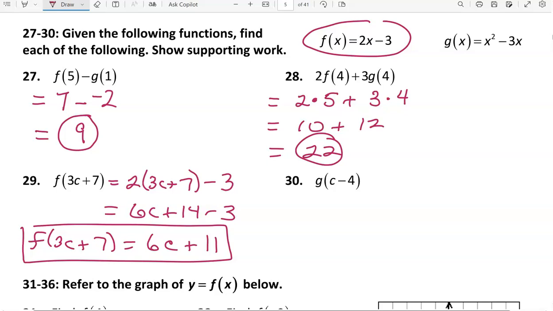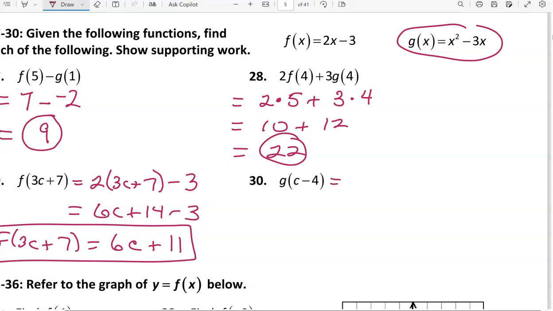For number 30, we're working with the function g of x. g of x is equal to x squared minus 3x, so g of c minus 4 is equal to (c minus 4) squared minus 3 times (c minus 4). (c minus 4) squared is (c minus 4) times (c minus 4).